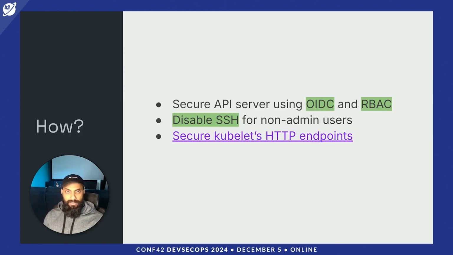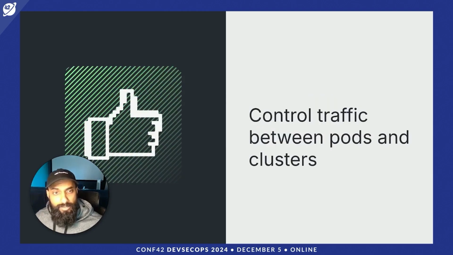So disable SSH access for non-admin users, secure the API using OIDC and RBAC, have proper role-based access control set up for your OIDC setup, as we saw earlier, so that only authenticated users with sufficient roles have access to the Kubernetes API. Next on our list would be to control traffic between pods and clusters.